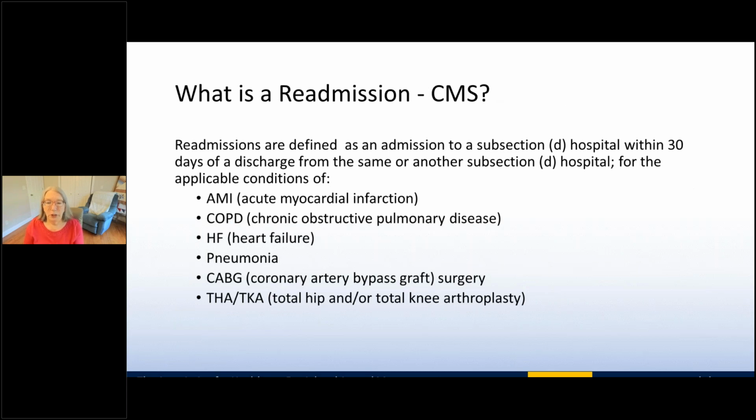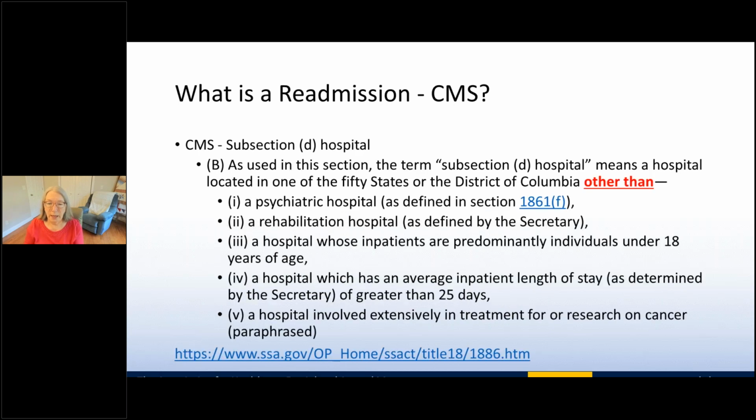They define readmissions as an admission to a subsection D hospital. I'll tell you what that is here in a second. Within 30 days of discharge from the same or another similar hospital for acute MIs, COPD, heart failure, pneumonia, CABG, THA, TKA. I know THA and TKA are primarily outpatient these days. It wasn't 10 years ago when this program was put into place, but you can still have hips and knees done inpatient when it's medically necessary.